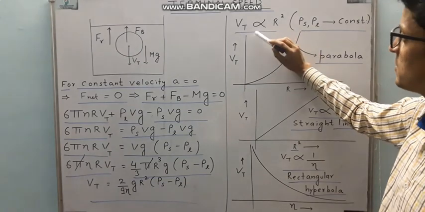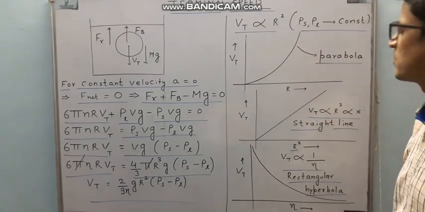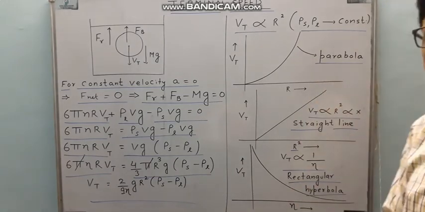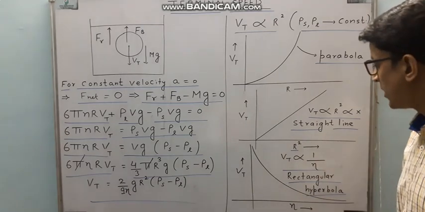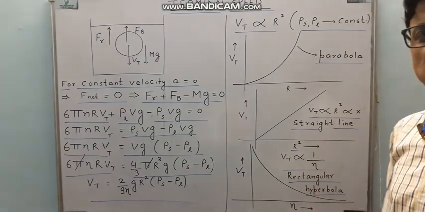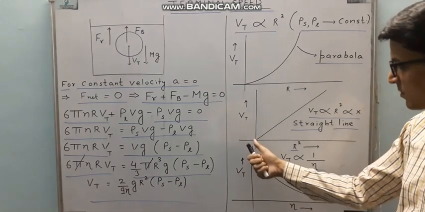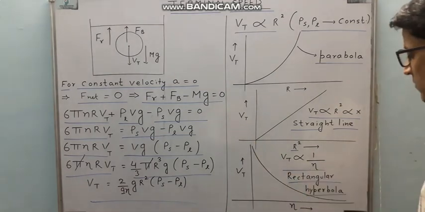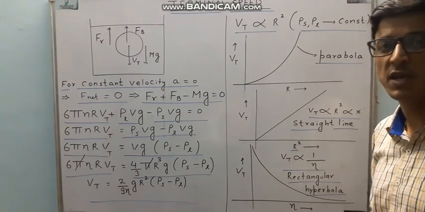Now let's look at the graphical variations. The first thing is terminal speed is proportional to r square if rho solid and rho liquid are constant. So the graph will be a parabola between terminal speed and r. If you look at the graph between Vt and r square, that will be a straight line. I assume that r square is equal to x, so that will be a straight line variation. And if I draw a graph between Vt and eta, the graph would be a rectangular hyperbola. So in this way you can solve your questions quickly.